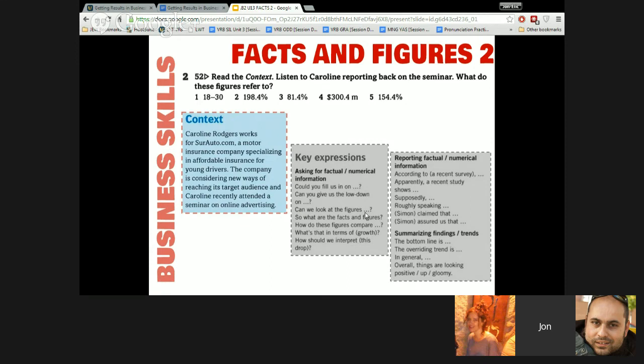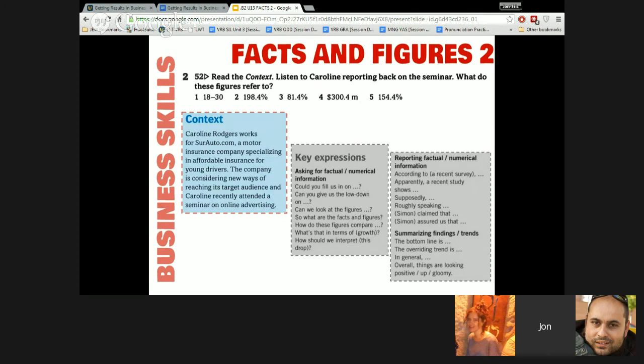The figures. Right. We need to know what they mean. Yeah, what those figures mean. That's all. Just wanted to make it clear. Okay, I got it.